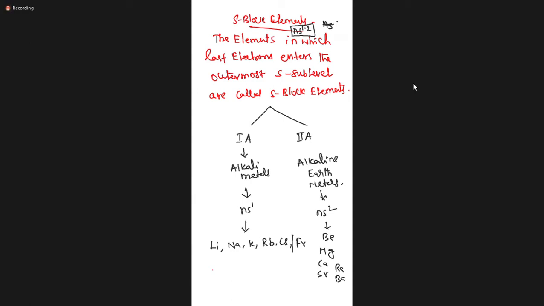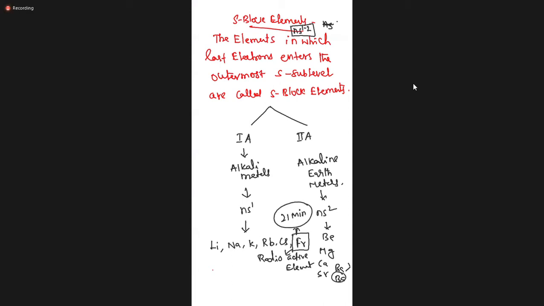Francium is the radioactive element in the first A group, and radium is the radioactive element in the second A group. They may ask one more question: what is the half-life of francium? The half-life of francium is 21 minutes.